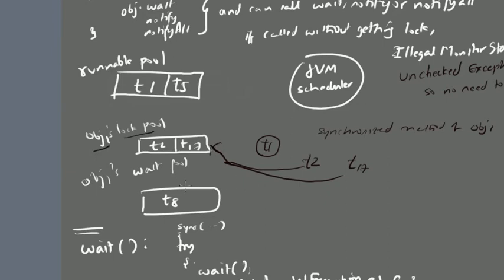Similarly, when a thread invokes wait on obj1, it would enter the wait pool of obj1. So say T8 first gets the lock of obj1 and invokes the wait method on obj1. It automatically gives up the lock and enters the wait pool of obj1.